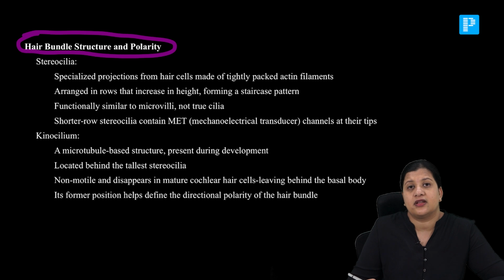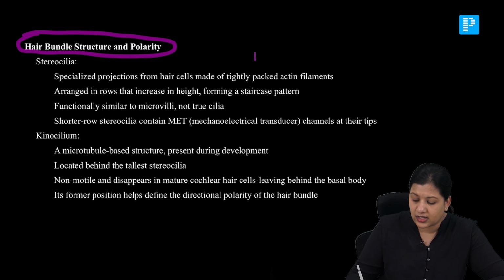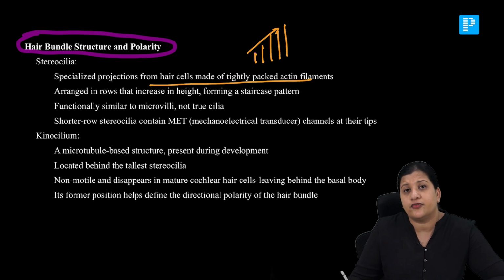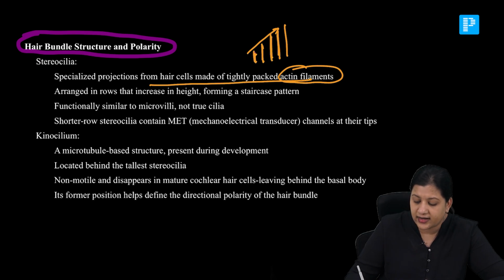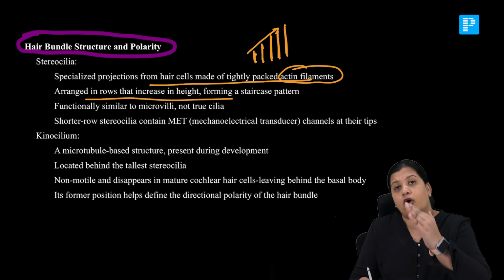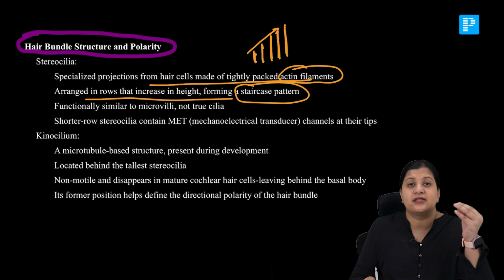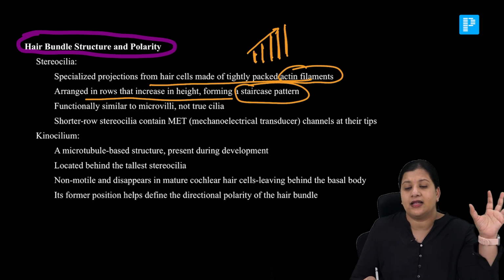When we see the stereociliary structures, there are small projections coming from the hair cell. They are not actual cilia, but smaller projections like microvilli on the tip of the hair cells, and they go on increasing in ascending order according to length. These specialized projections are made up of actin filaments, arranged in rows that increase in height to form a pattern we call the staircase pattern. Functionally they are similar to microvilli, but not exactly like cilia.